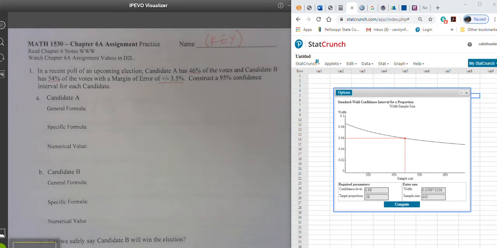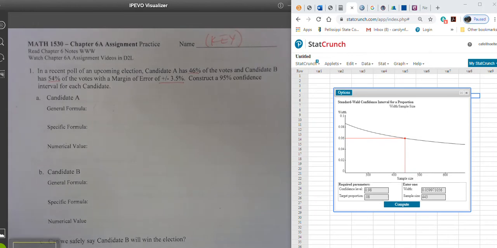This is the Chapter 6A assignment video, and the first question says, in a recent poll of an upcoming election, candidate A has 46% of the votes, and candidate B has 54% of the votes, with a margin of error of plus or minus 3.5%. Construct a 95% confidence interval for each candidate.